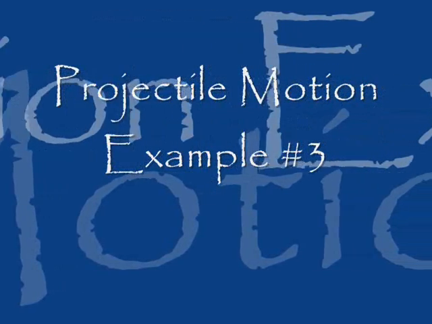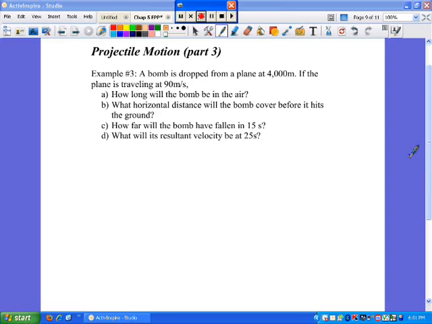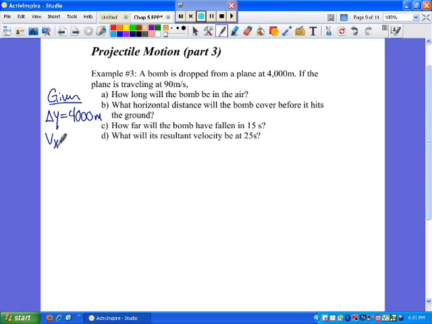Projectile motion example number 3. Problems like this are known as package drop problems, as the object that is the projectile is dropped from some raised height that is also in motion. In this instance, we know that our bomb has been dropped from 4,000 meters. That will be our delta y.